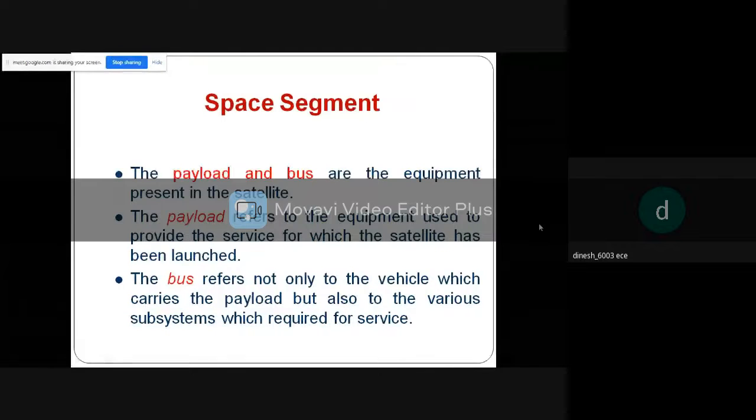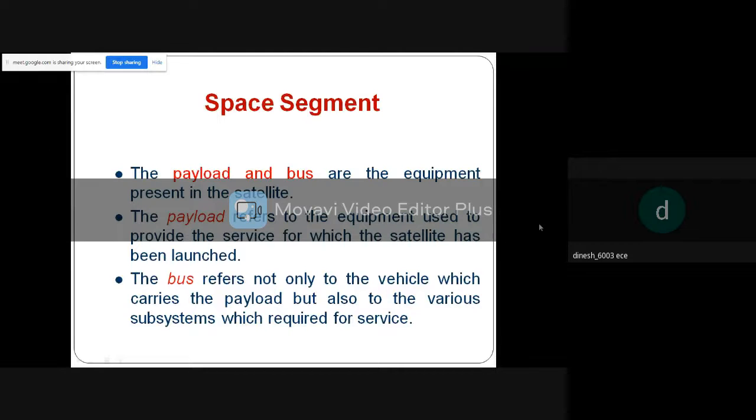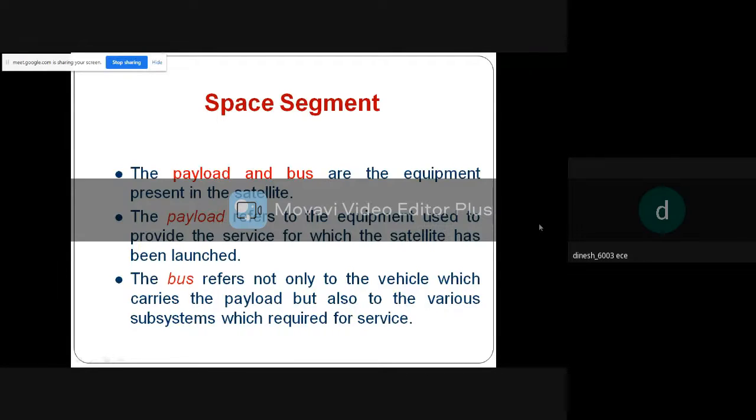So the space segment has buses and payloads that are present in the satellite. What we put in the satellite for acquiring signals and retransmitting the signals is done with the help of payloads. Payloads refers to equipment that provide the service for which the satellite has been launched. So what type of service the satellite is providing is being done by a payload in the satellite. Okay.